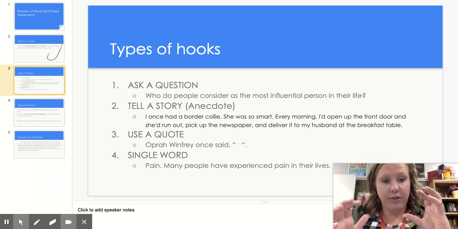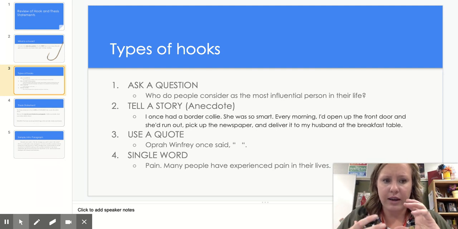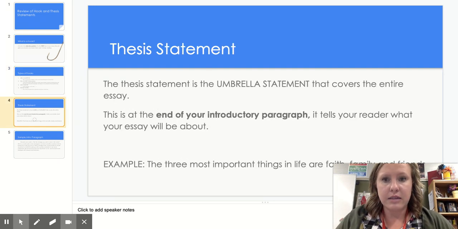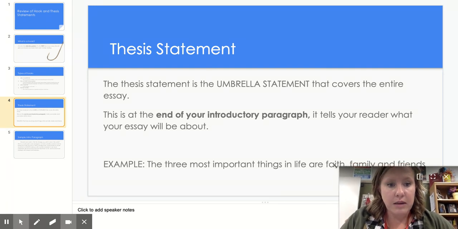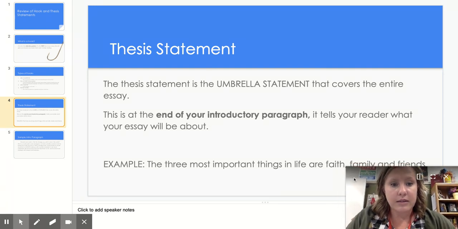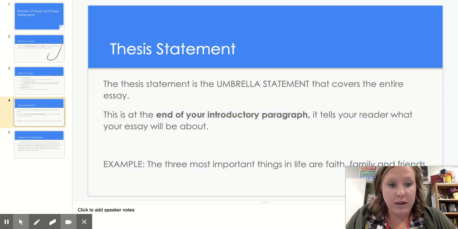Then after you have your hook, you write a little sentence or two that explains your hook and relates it to the prompt. And then the very last sentence is your thesis statement, okay? Your thesis statement is the statement that is going to focus your essay.